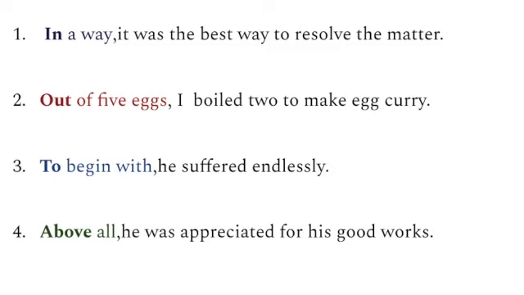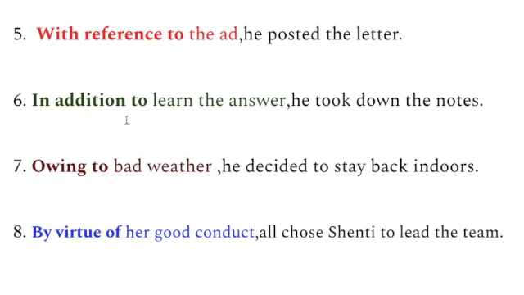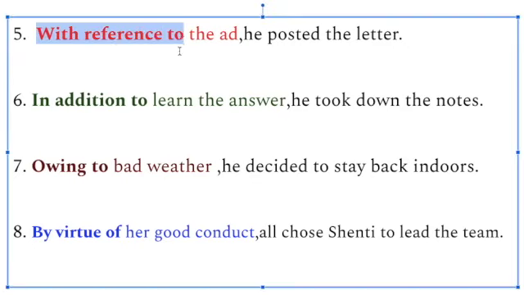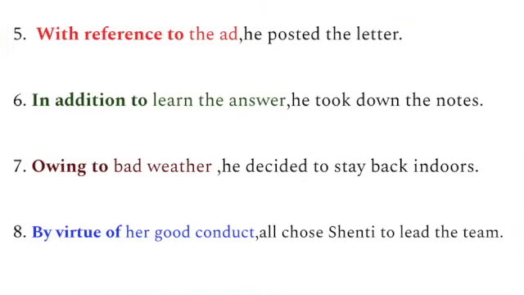Above all, he was appreciated for his good works. So "above" is a preposition, "above all" is a phrase, a prepositional phrase. Let's go quickly. Sentence number 5. With reference to the ad, he posted the letter. Okay, "with" is a preposition, but "with reference to" is another type of preposition you read, the third type of preposition, yes, the phrase preposition. So this is a phrase preposition, "with reference to". With reference to the ad, he posted the letter. And you see the prepositional phrase is being separated by a comma.